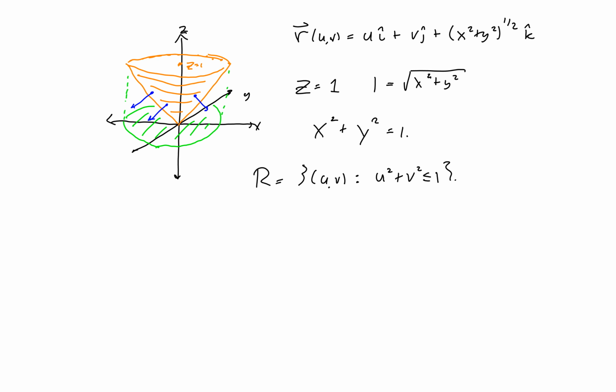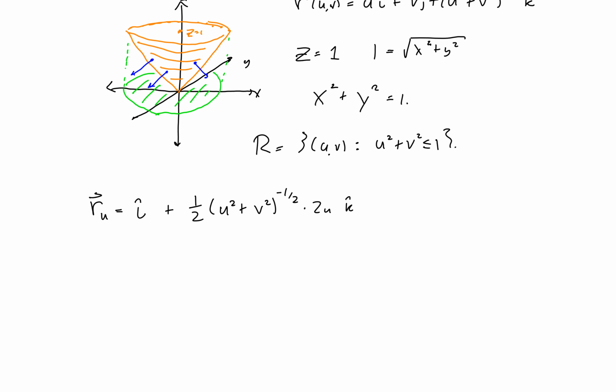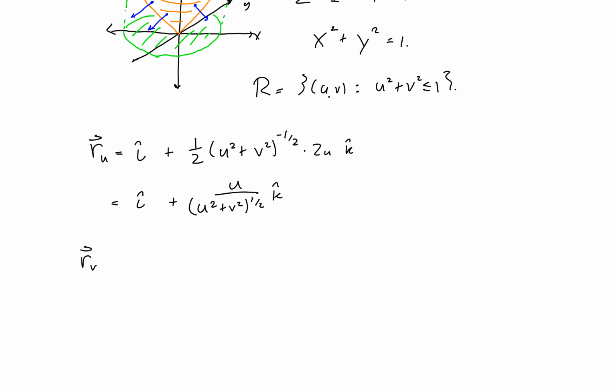And now that we have our parameterization, we can look at r_u, which is just going to be i. Oh, this should be u's here, not u's and v's there. Sorry about that. u squared plus v squared. There we go. And so then this should be 1/2 (u squared plus v squared) to the minus 1/2 times 2u k. And if we simplify this, this is i plus u over (u squared plus v squared) to the 1/2 k. And similarly, if we take r_v, we're going to get j plus v over (u squared plus v squared) to the 1/2 k.